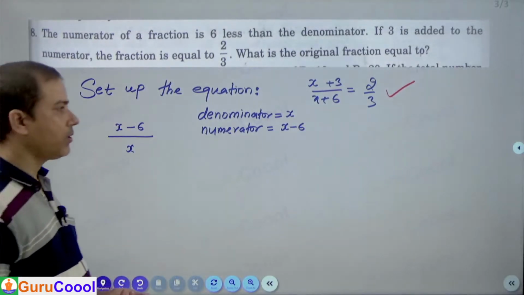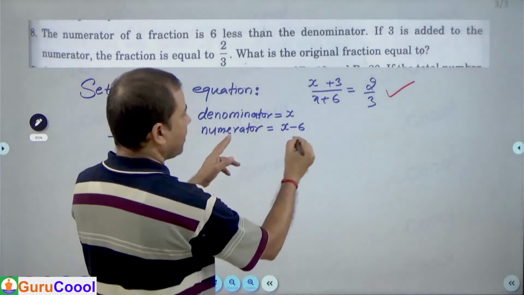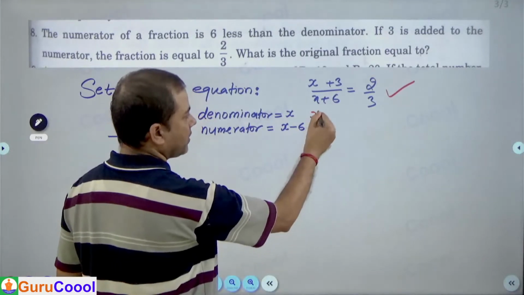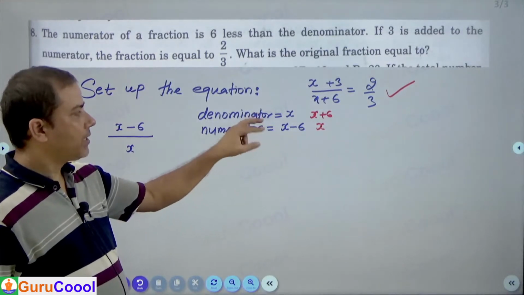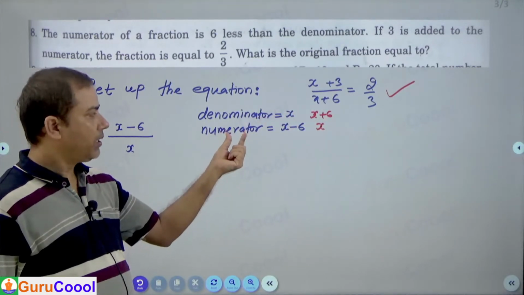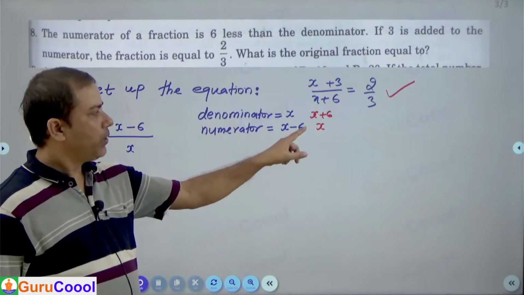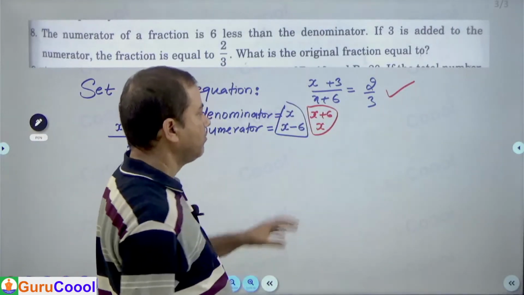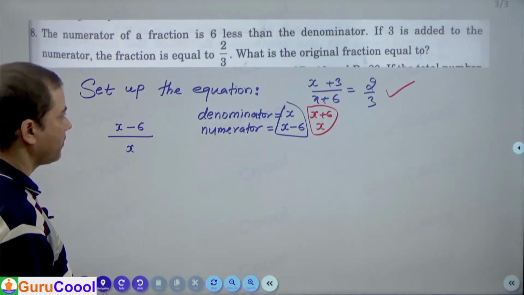And there is another choice also. Suppose you take numerator as x, then how much is denominator? X plus 6. Because numerator is 6 less, so denominator is 6 more. Isn't that? If numerator is 6 less, then denominator is 6 more. So you can take this way or you can take this way. Both are same. It is your choice.